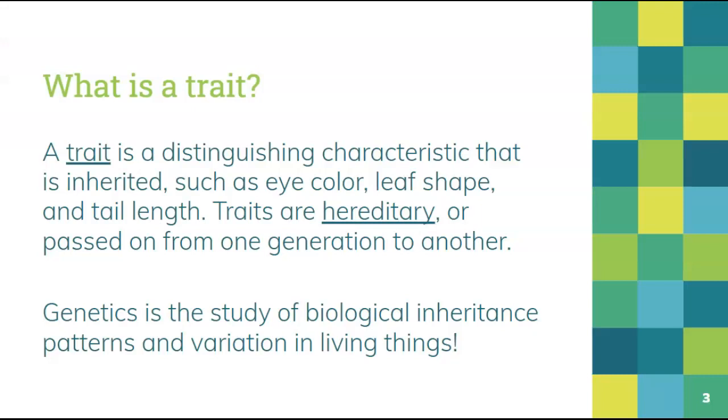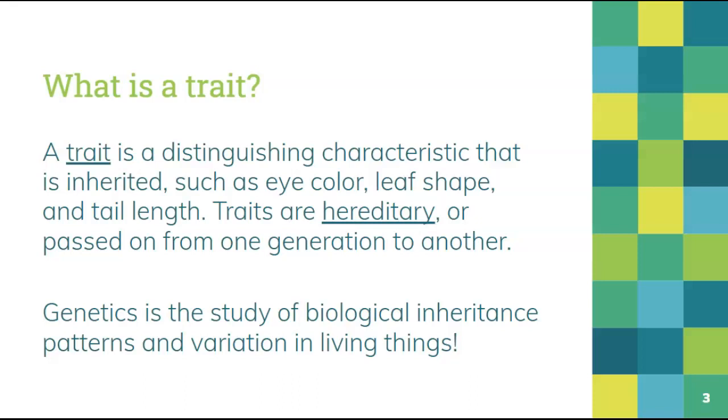Well, let's start from zero here. What is a trait? It's just any type of distinguishing characteristic that you can inherit. So this could be eye color, hair color, skin color, things like the shape of your nose or your hairline, stuff like that. Of course, humans aren't the only things. So in plants, it could be leaf shape, overall height of plants, flower color. In animals, things like coloration or tail length or any type of thing, right?